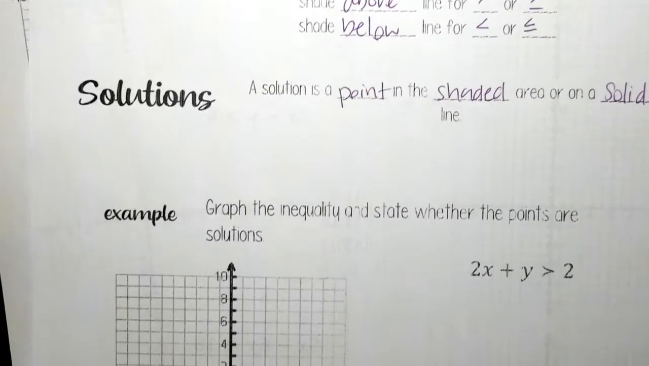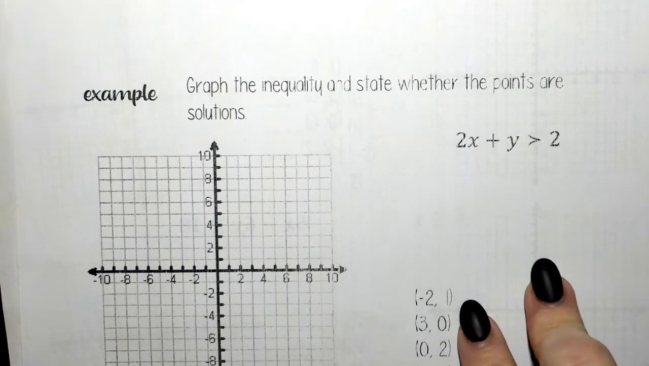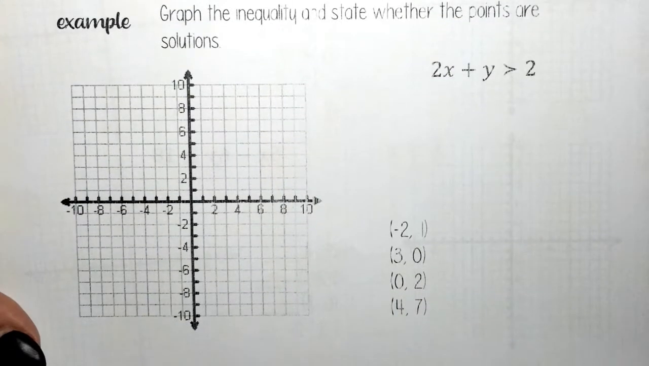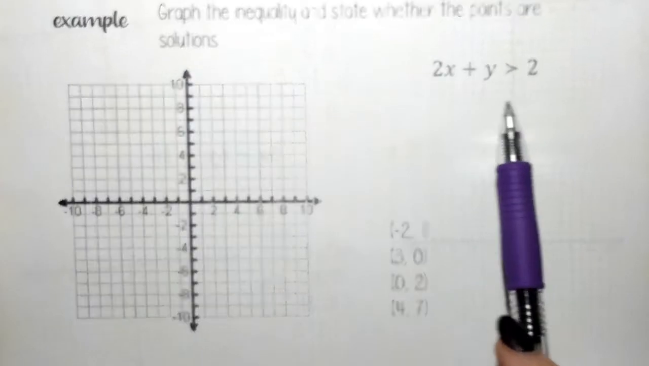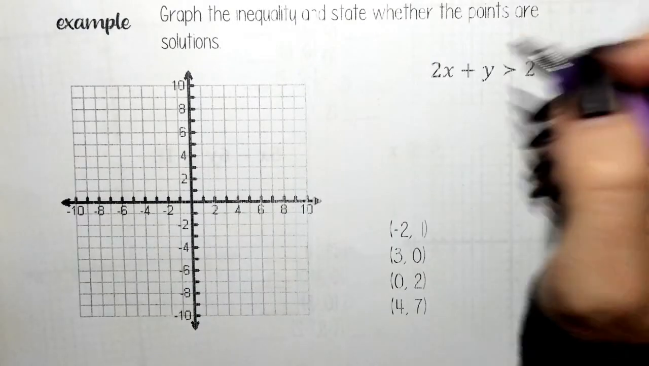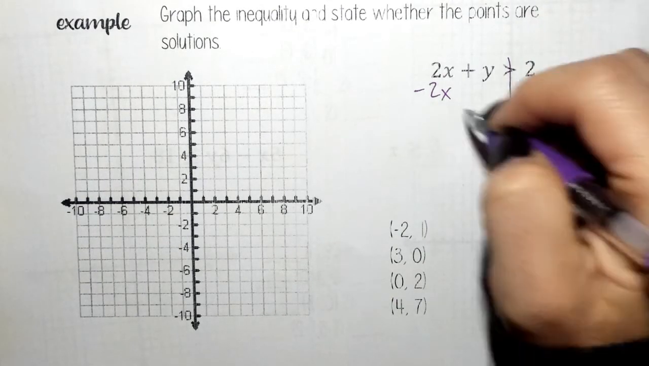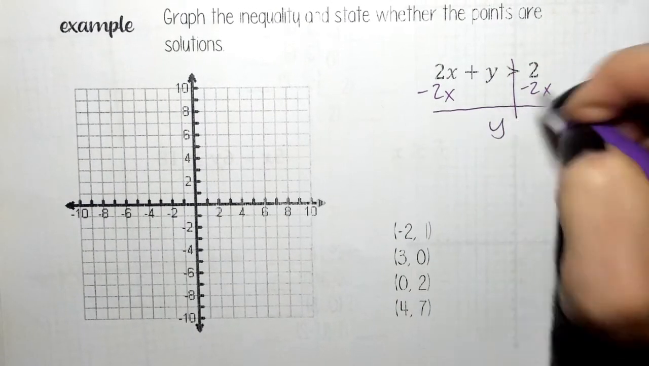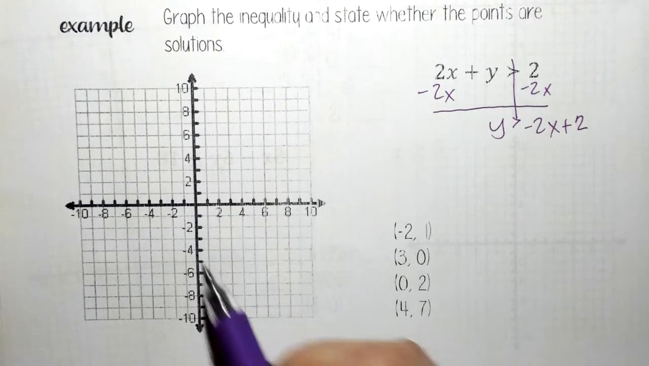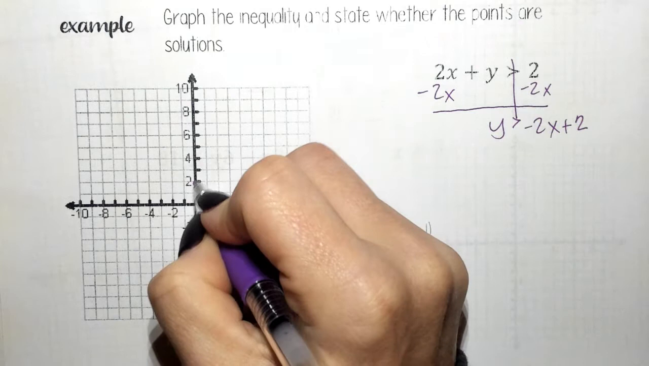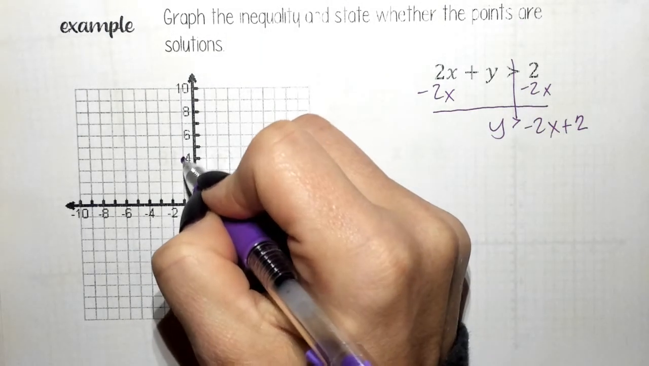So let's graph our inequality, and then we'll state whether these points are solutions or not. So we've got 2x plus y is greater than 2. Remember, we've got to get that y by itself. First step is always move my x. So we're left with y is greater than negative 2x plus 2. We're going to plot that y-intercept and then plot another point based on my slope.